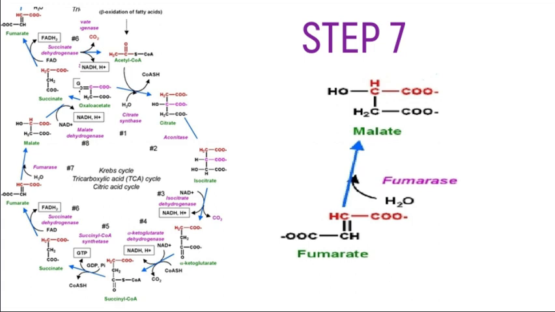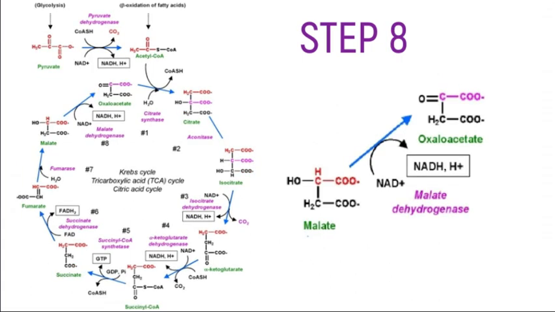Fumarate is then converted to malate by hydration with the use of fumarase. Malate is then converted into oxaloacetate by malate dehydrogenase, the byproducts of which are NADH.